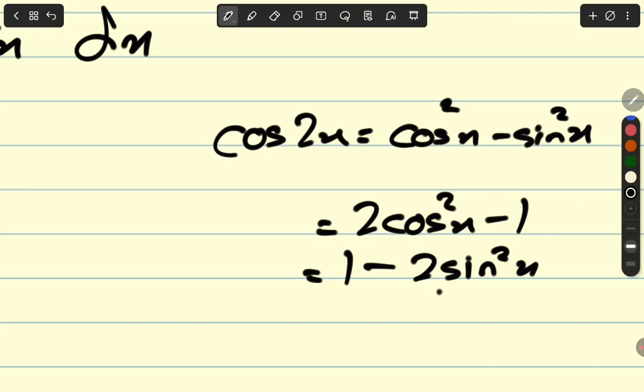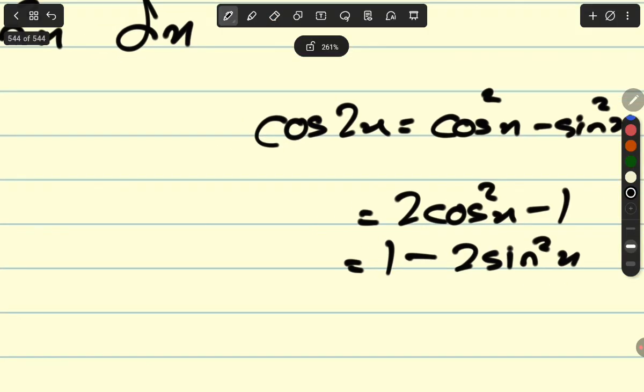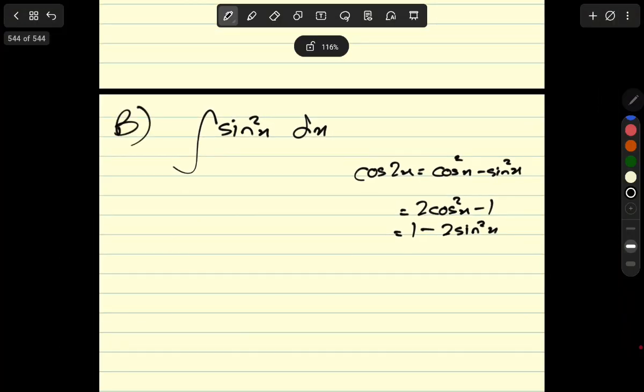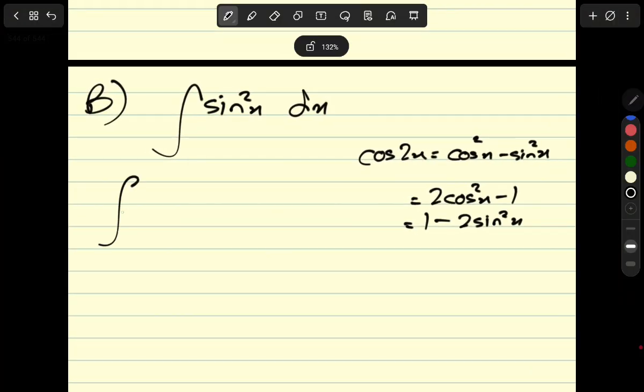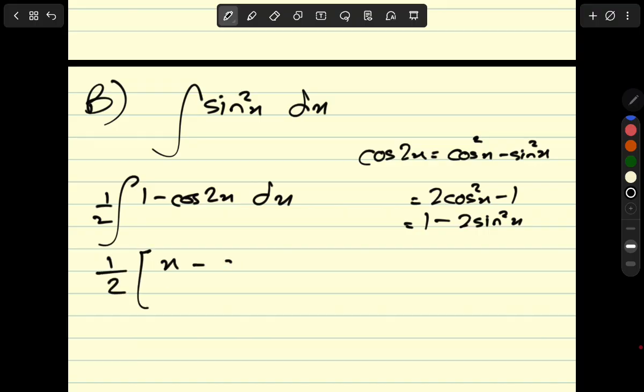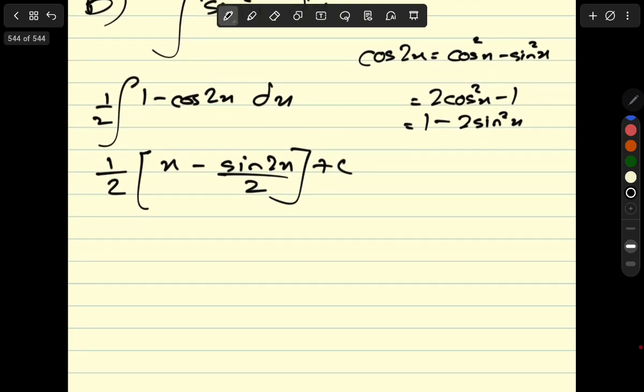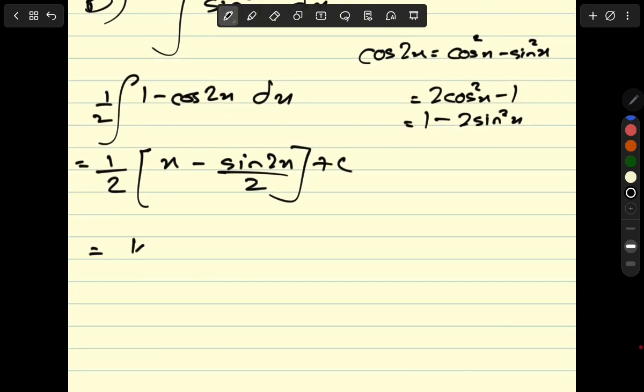So I have a sine squared x, so I can see that sine squared x may be rewritten as 1 minus cos 2x over 2, so half can be taken out. So now this is fairly simple. This is half x minus sine 2x over 2, and then a constant of integration. So this becomes half x minus 1/4 of sine 2x plus a constant of integration. Very simple, right?